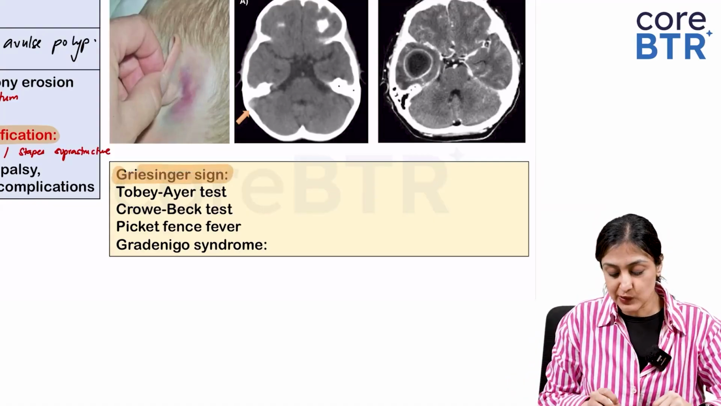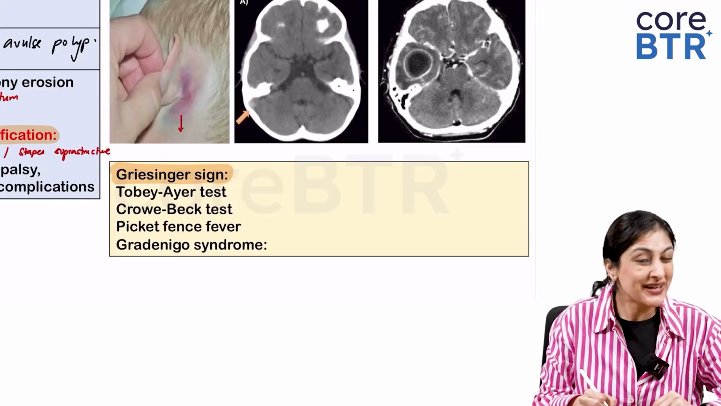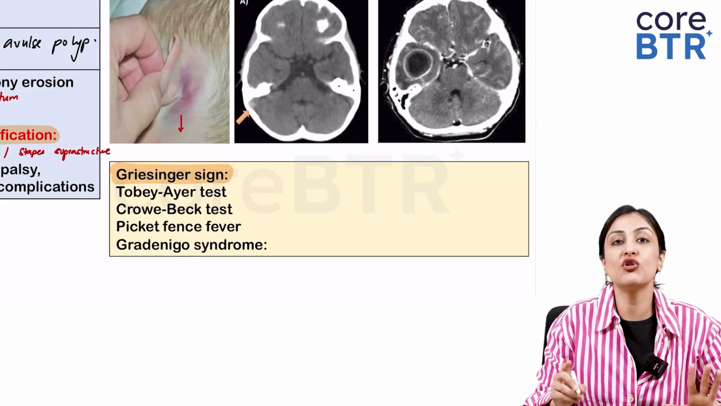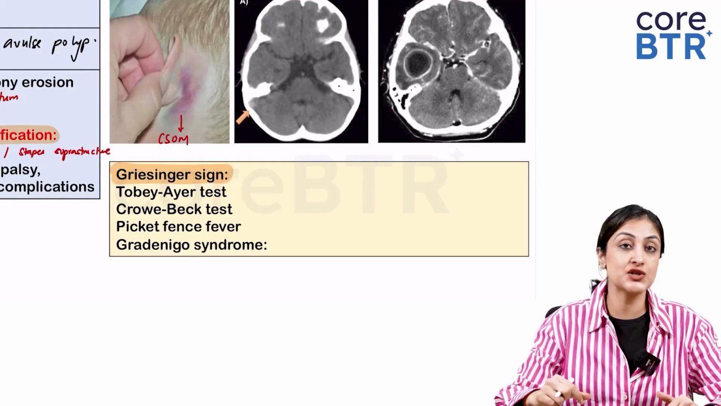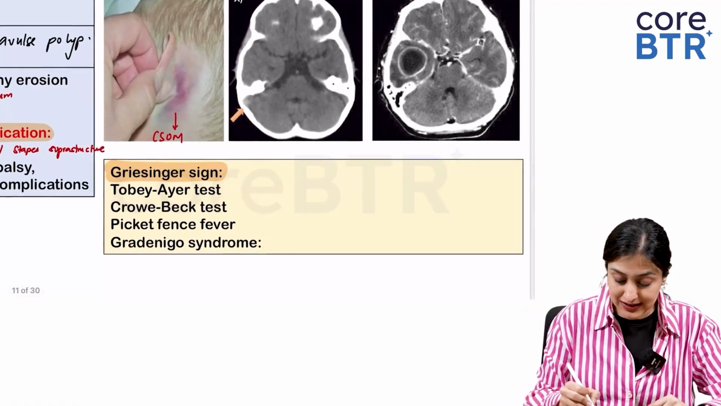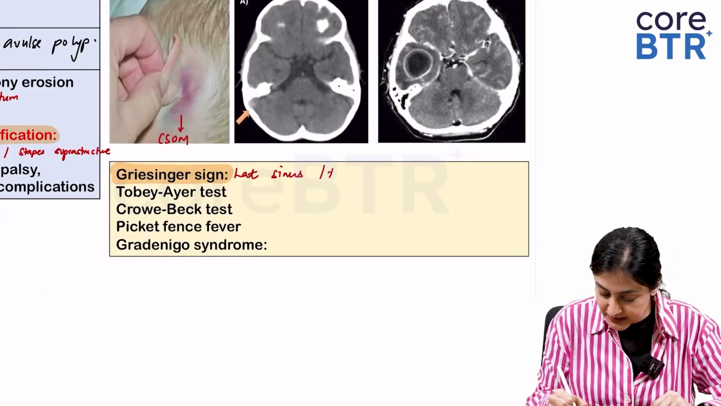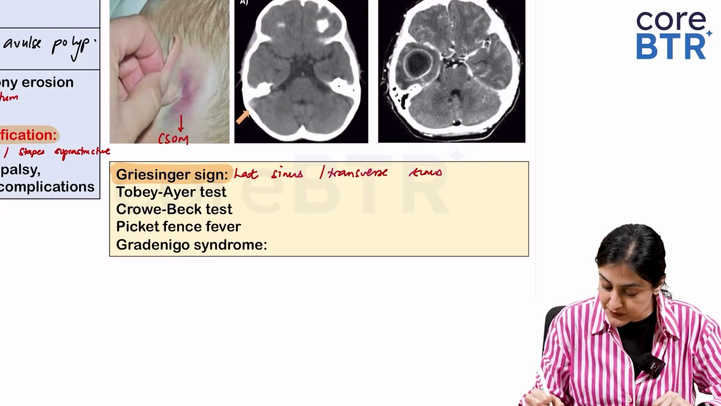So that is what is called Griesinger sign. Remember this? The moment I see this, I think of battle sign, isn't it? But there's no trauma here. This is not battle sign or middle cranial fossa fracture. If the history is of CSOM and you see something red behind the ear, this is called Griesinger sign, and it's an indirect sign of lateral sinus or transverse sinus thrombosis.